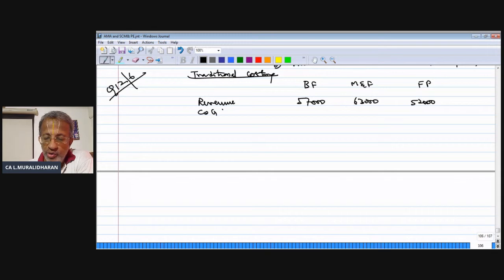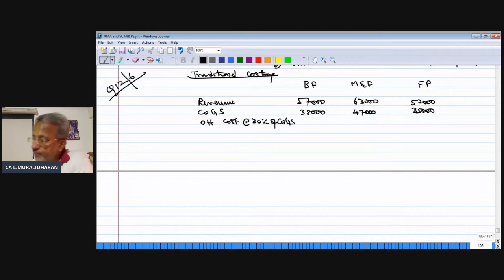Then cost of goods sold: 38,000, 47,000, and 35,000. Then overhead cost at the rate of 30% of cost of goods sold. So at the rate of 30% of cost of goods sold is on 38,000.